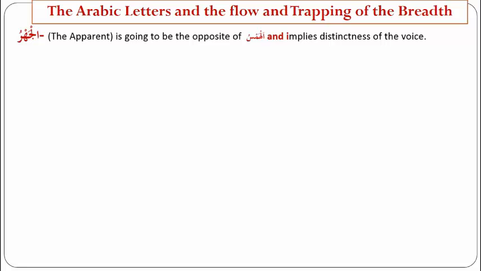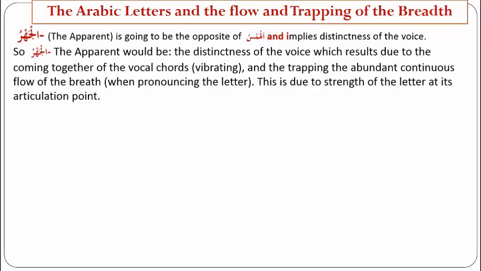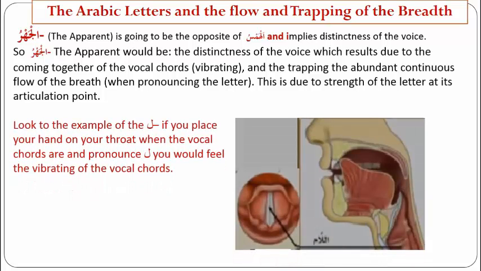Al-jahr, the apparent, is definitely going to be the opposite of al-hams, and it implies distinctness of the voice. So al-jahr will be the distinctness of the voice, which results due to the coming together of the vocal cords, in its vibrating, and the trapping of the abundant continuous flow of the breath when pronouncing the letter. So the abundant flow of the breath is now trapped. This is due to the strength of the letter at its articulation point. Let us look at this. Look at the example of the lam.